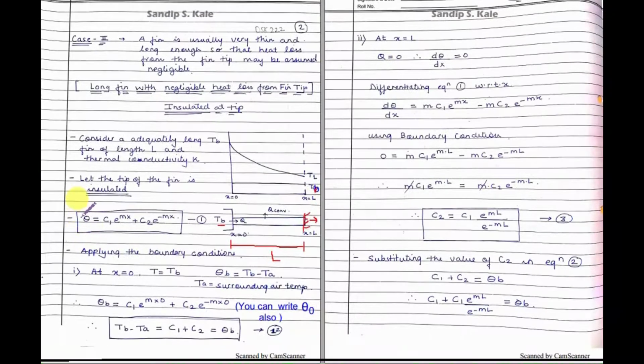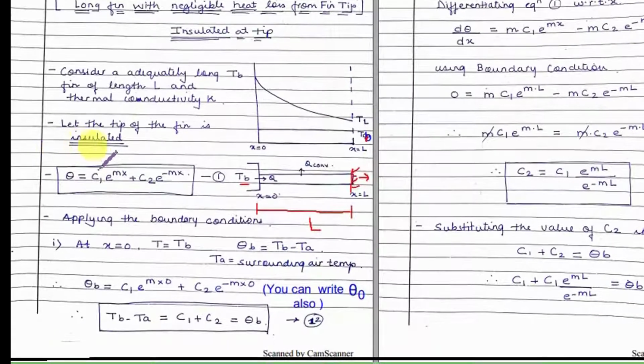So we have seen this equation, theta is equal to C1 e to the power mx plus C2 e to the power minus mx. What is this? This is the general solution for the second order differential equation, right? So this is the solution which we have seen in the previous derivation. So go and watch that derivation, then only it will be very much helpful to you. Now the same steps we will apply the boundary conditions.